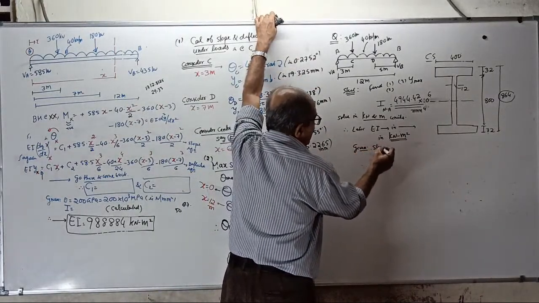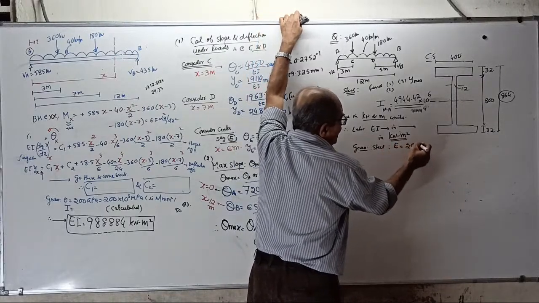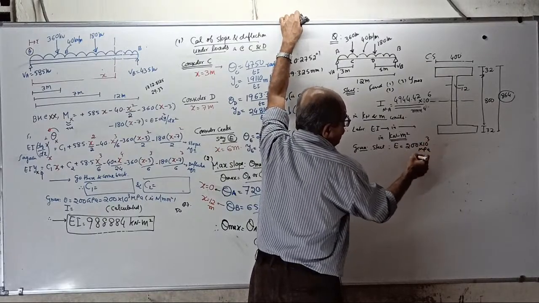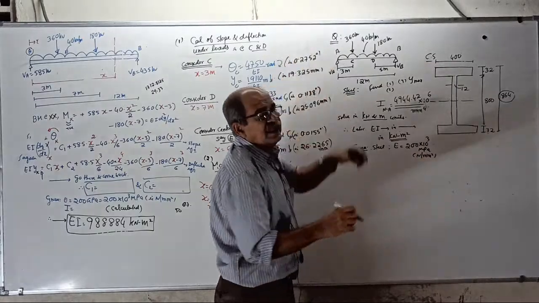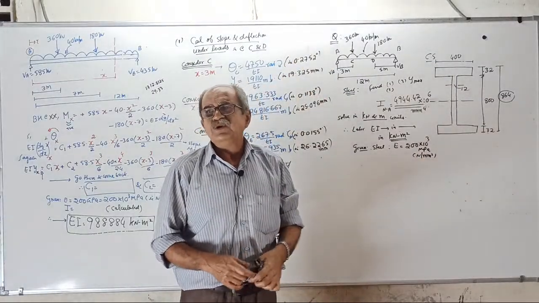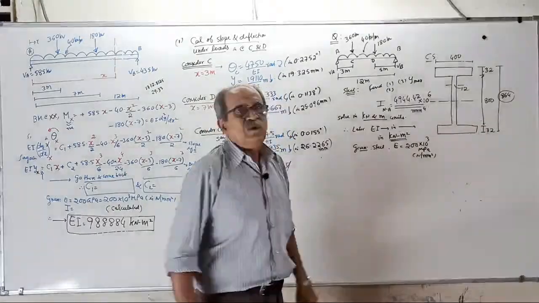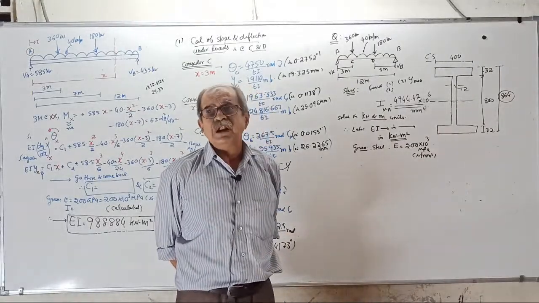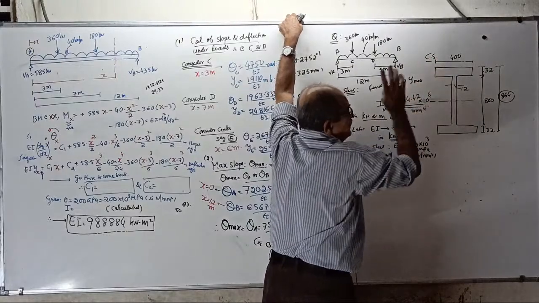Material is steel. So you can take E equal to 200 × 10^3 MPa, or 2 × 10^5 MPa. MPa means Newton per mm square. Or you do one thing: you write in the question, imagine as if in the question it is given, take E equal to 200 × 10^3 or 2 × 10^5 Newton per mm square.